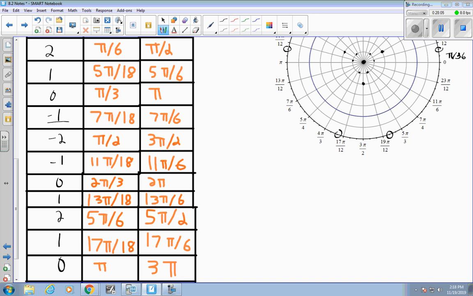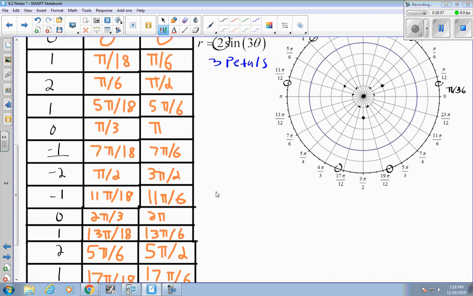So look at that graph. Is that enough data or no? Why? I see 3 tips. I see 3 petals, so I know I'm good. I don't need to do it from 0 to 2 pi. So you don't always have to go from 0 to 2 pi. And sometimes you don't need to test for symmetry. Sometimes the graph will build itself.